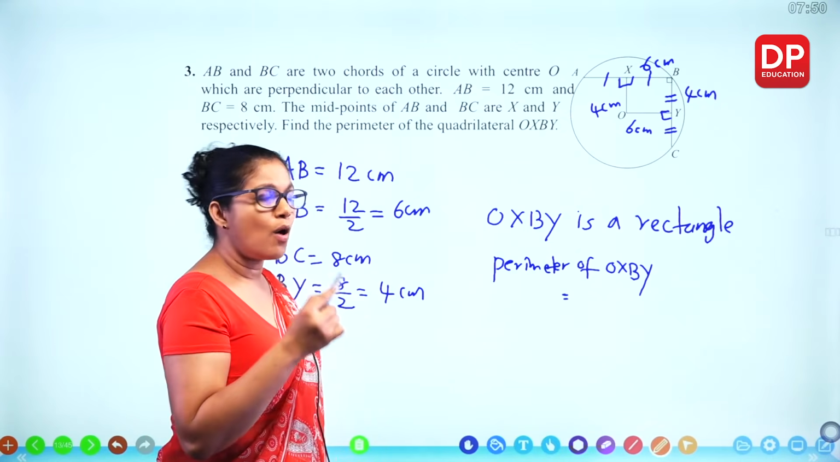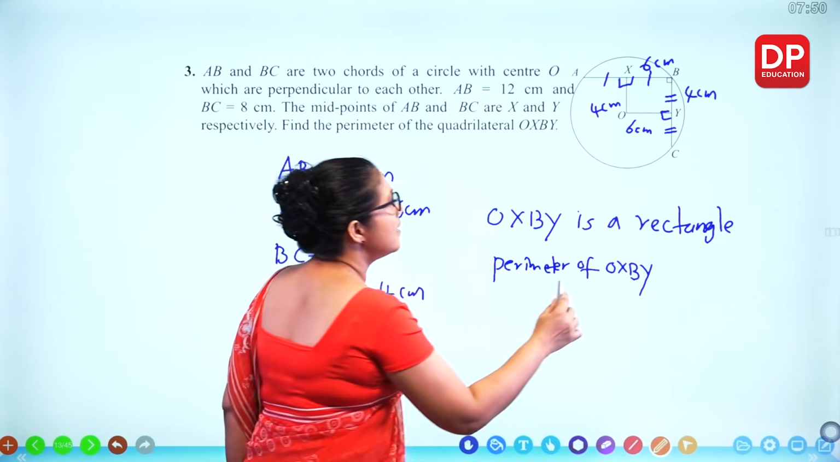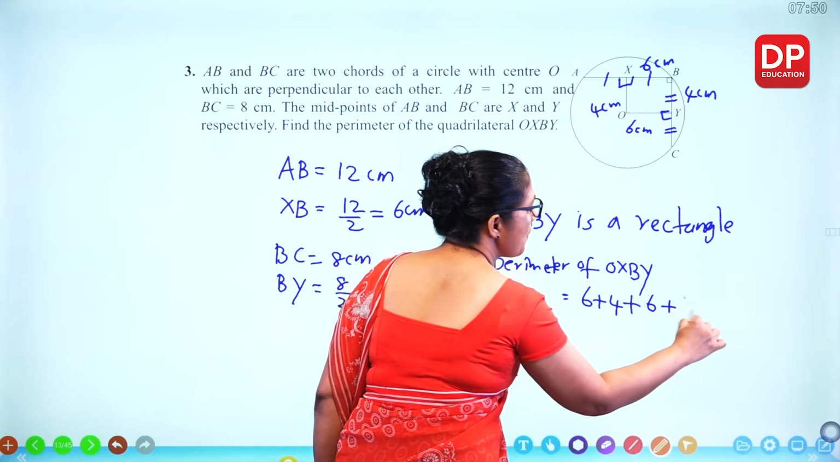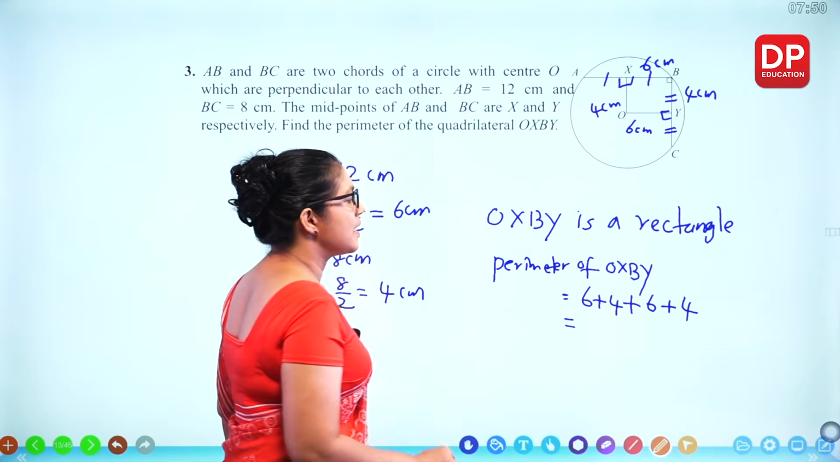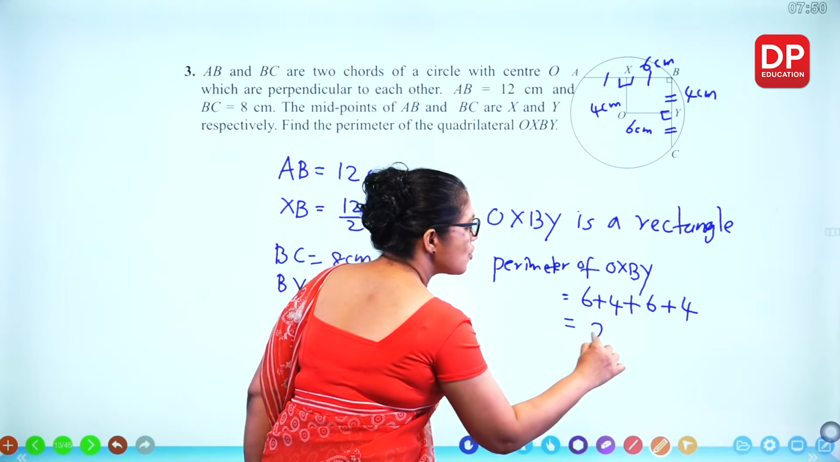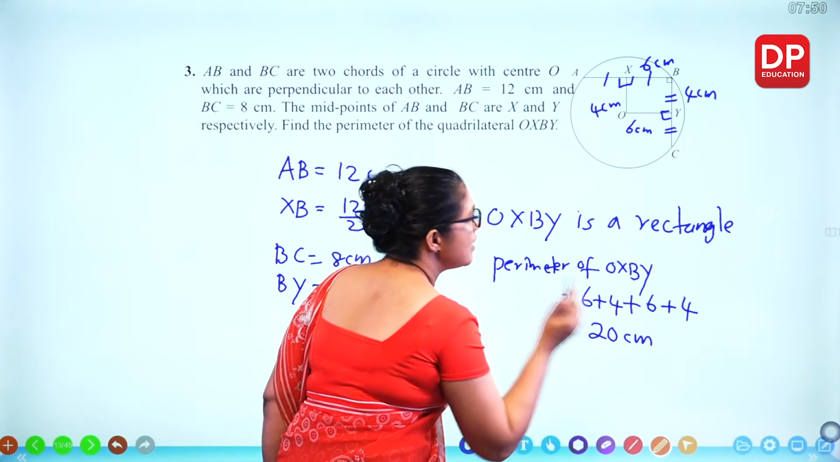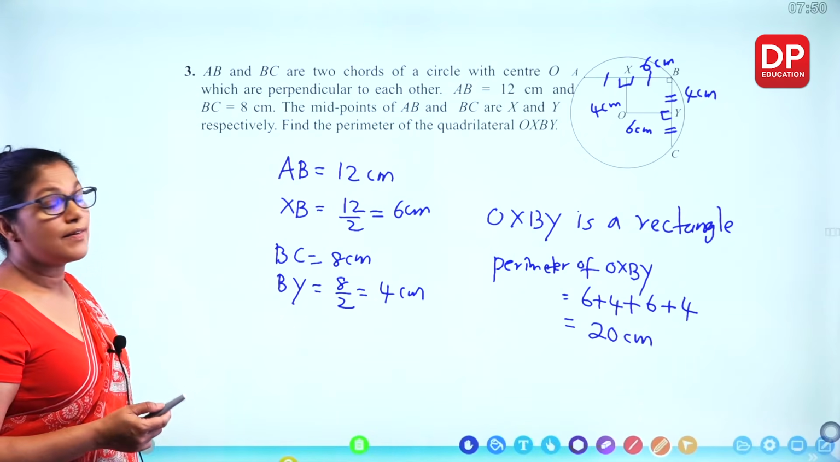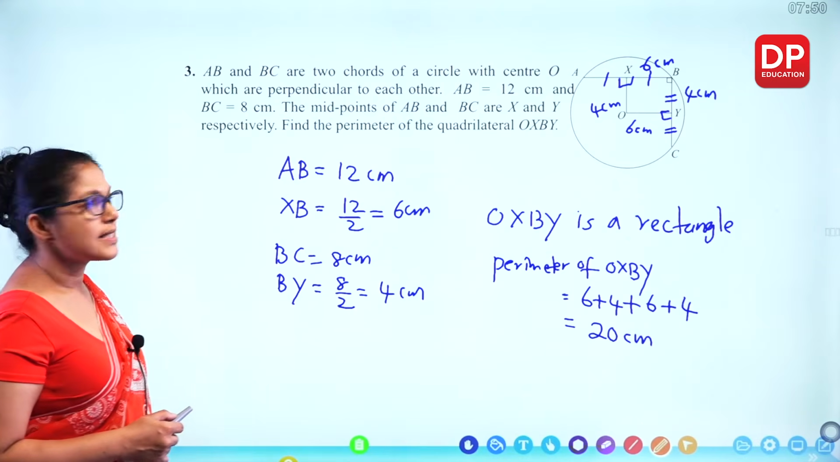Perimeter is the outer length of a figure. So 6 plus 4 plus 6 plus 4. So what do you get? 10, 10 plus 10, 20 centimeters. So the perimeter of the quadrilateral given is 20 centimeters.